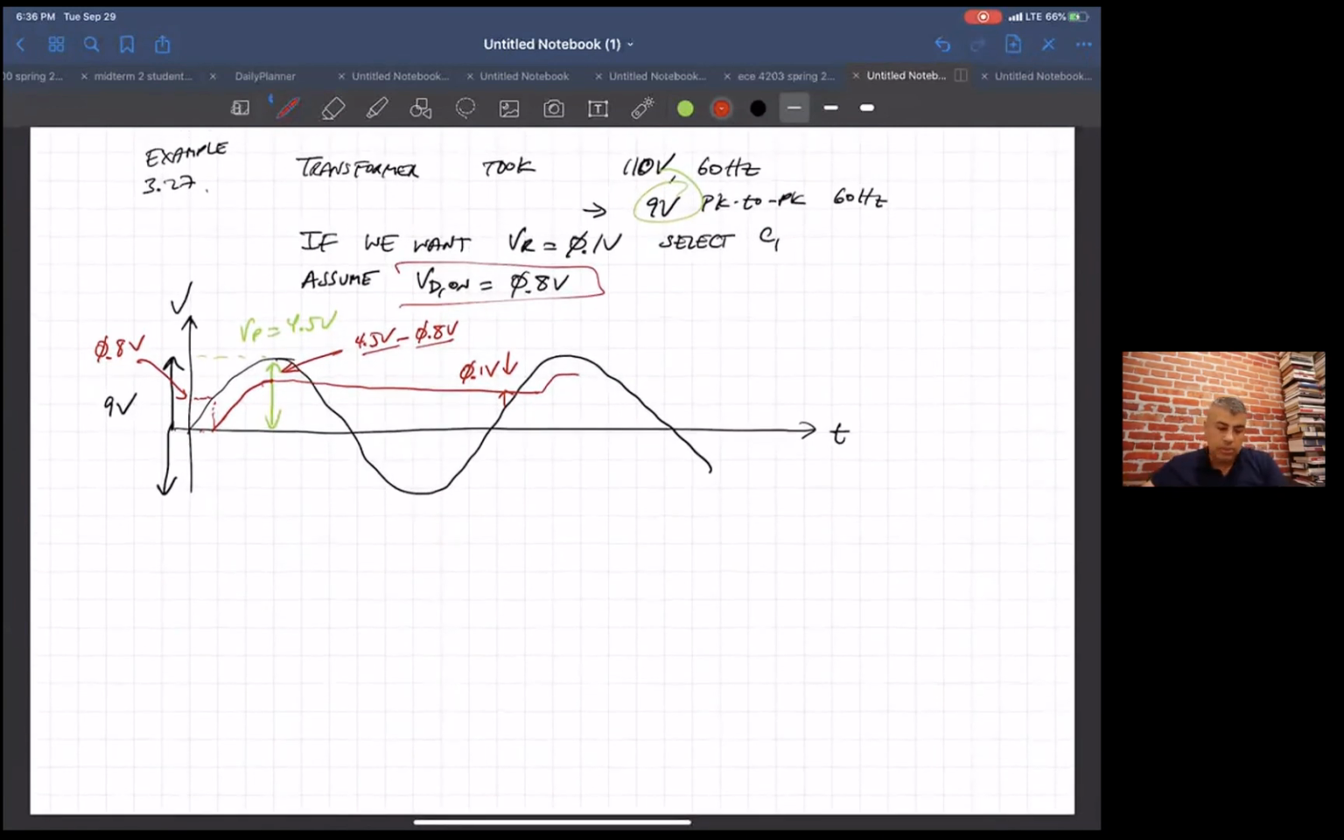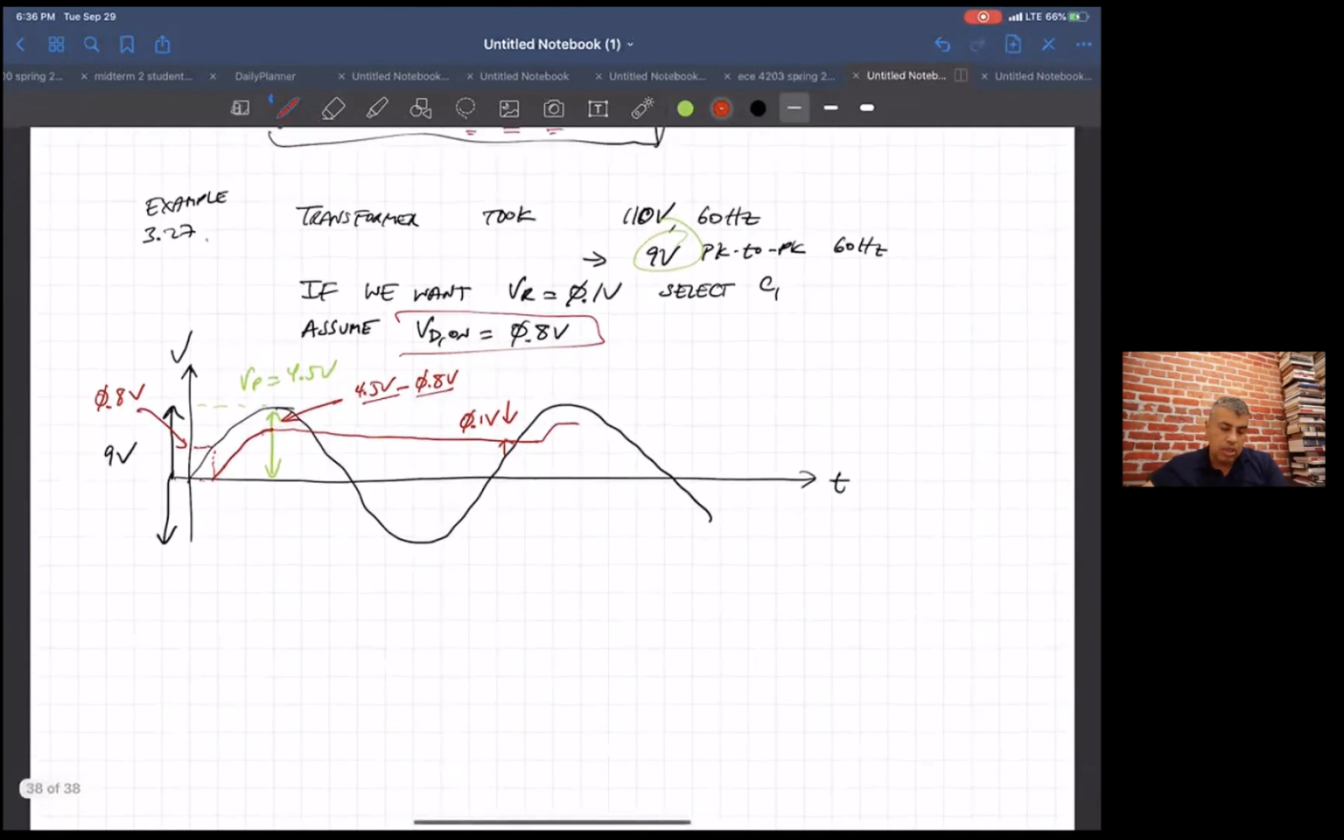Oh, and by the way, this is for the laptop in the previous example, which I think was 3.25. If you remember that one, the effective R sub load was what was it? 0.44 ohms.